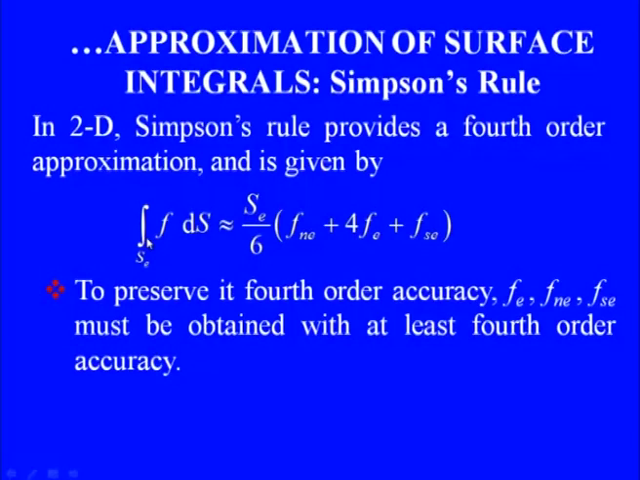So, if we want to preserve the fourth order accuracy of the Simpson's rule formula, we have to evaluate fe, fne and fse with at least fourth order accuracy. So, in 2D, yes, we can have a fairly good interpolation formula, but in 3D we would find the Simpson rule to be too demanding to use. So, we will stick to a midpoint rule in most of the 3-dimensional finite volume analysis.